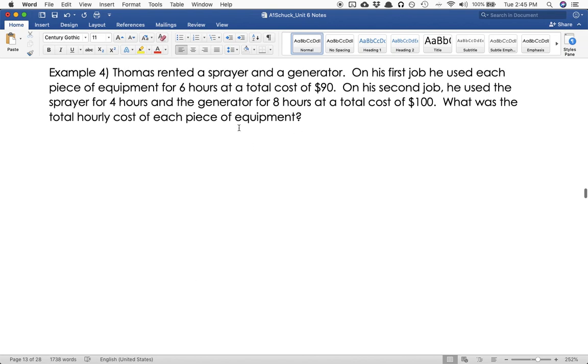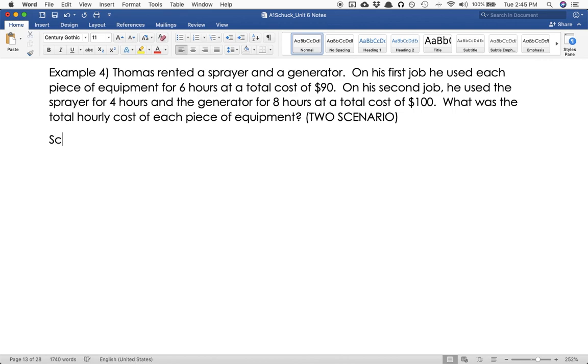Okay, example number 4. This is again a two scenario type of question. Thomas rented a sprayer and a generator. So my two scenarios always have two things. It's looking like these are the two things. On his first job, he used each piece of equipment for 6 hours at a total cost of $90. So this first job is his scenario 1.